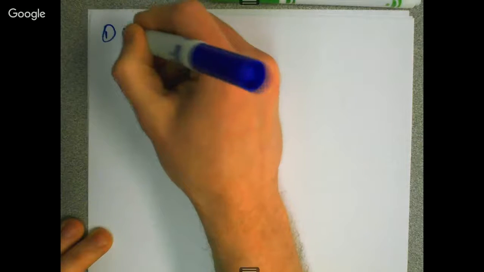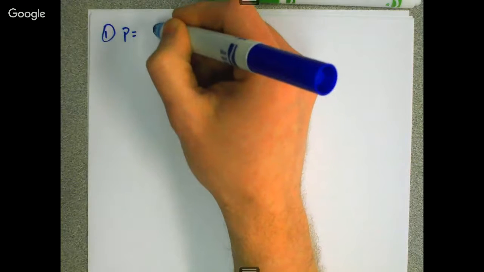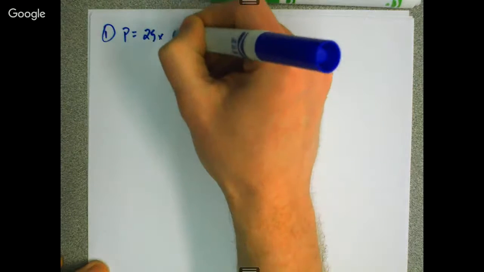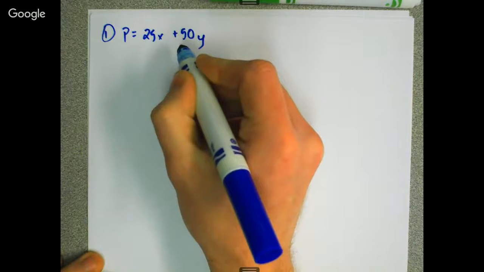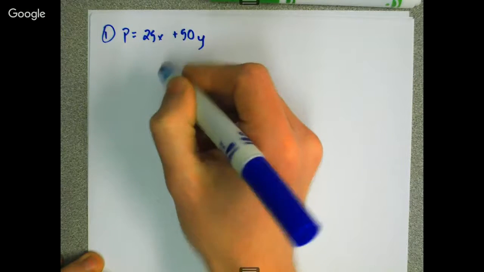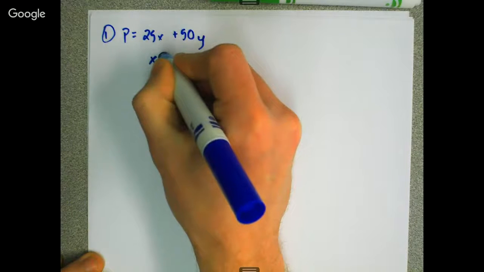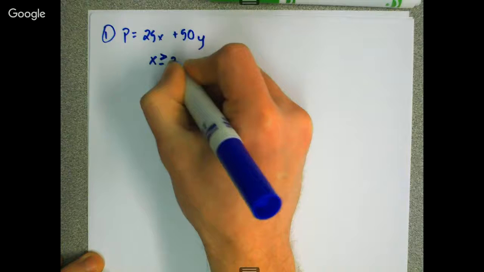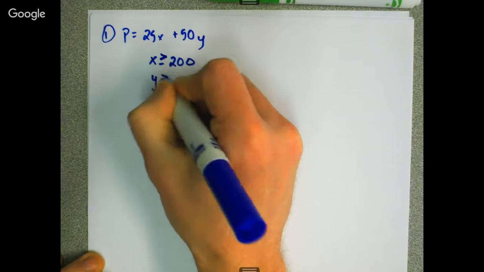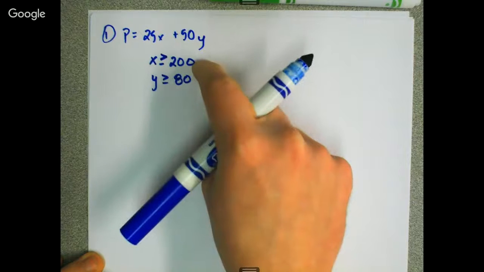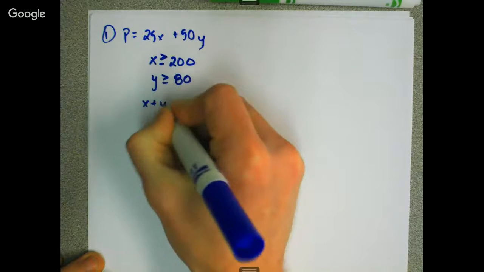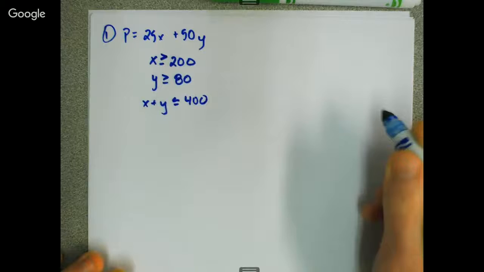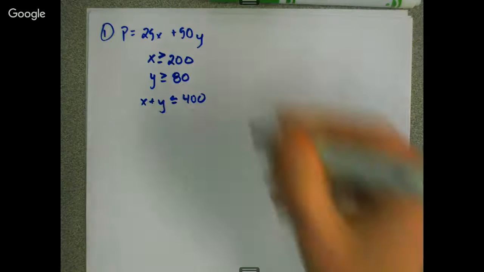Okay. So what we want to do is we need a profit equation. My profit will be 25x plus 50y for the regular and slalom skis. They also give me some parameters that I need to stay within. The first one is that x has to be at least 200 and y has to be at least 80. So you're going to make at least 200 regular skis and 80 slalom skis. And the total number of skis that you produce has to be less than or equal to 400. From there, we're going to graph these three.